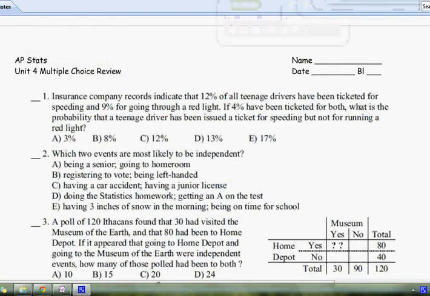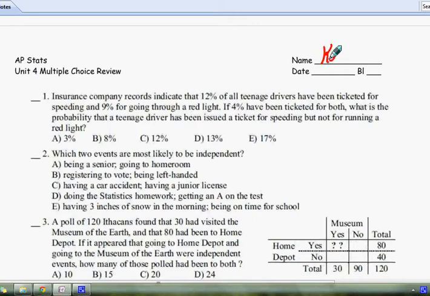Alright, now we're going to be looking at the Unit 4 multiple choice review. Please note that if you have questions on the free response portion of the review, those are posted separately online, and you can pick and choose which one best suits your need.